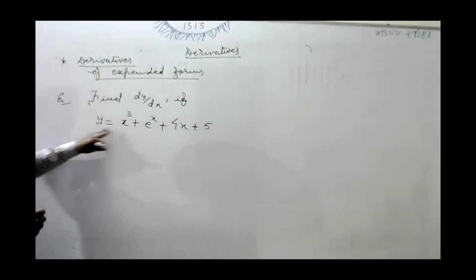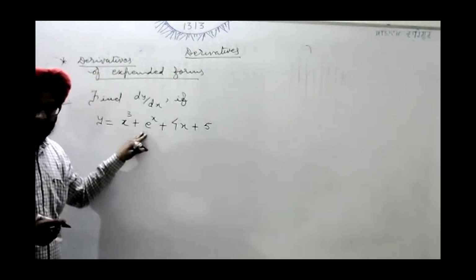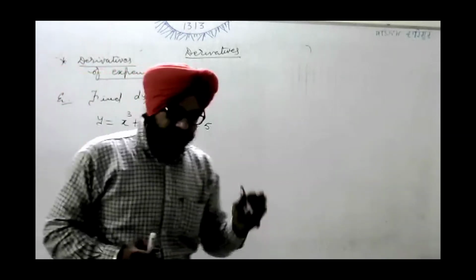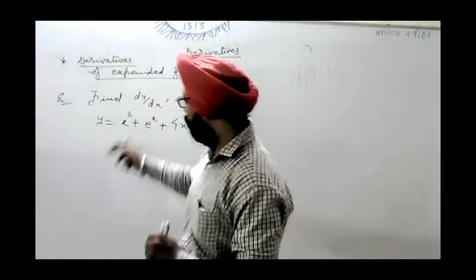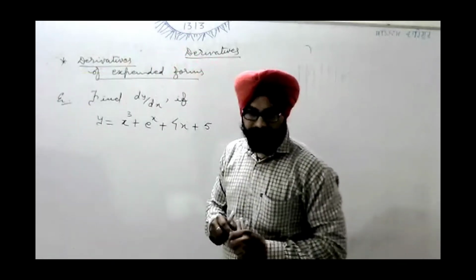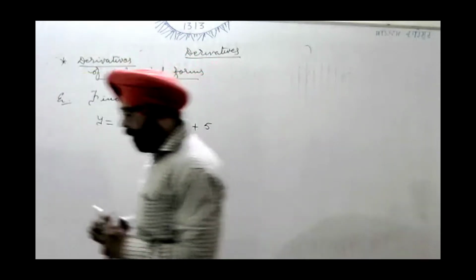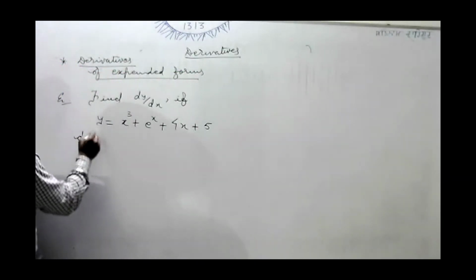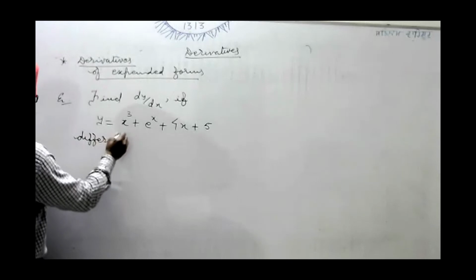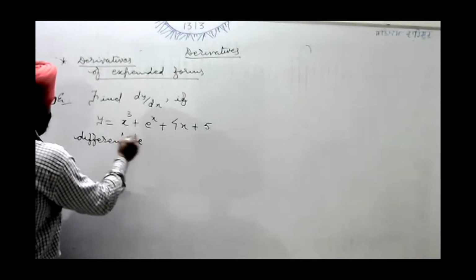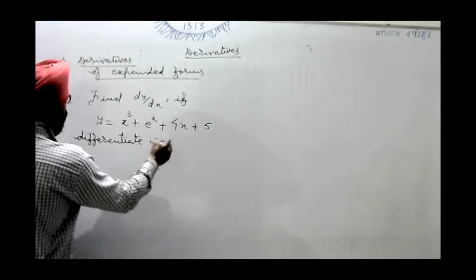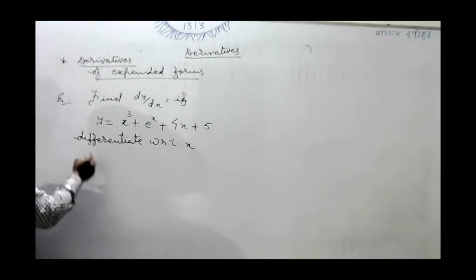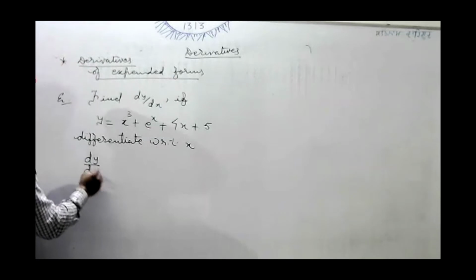Here, whenever you are given an equation in terms of x and y, you can see the whole equation is given in terms of x and y. In that case, we differentiate directly, that is, differentiate with respect to x. So we will find here dy by dx.